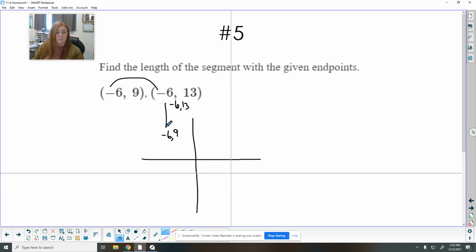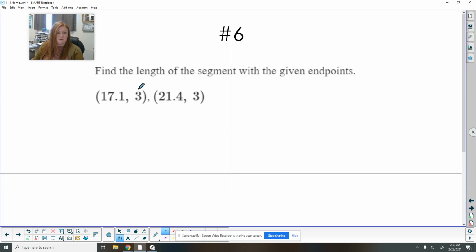So going up, I can see I went up 9, and this one went up 13. But I can't add them together because I don't have two parts. They're not split by an axis. So we need to get rid of all of this extra, which is 9. So we're going to do 13 minus 9 will tell us the total distance of that segment there.